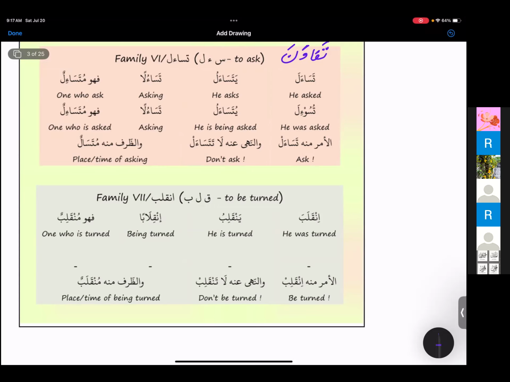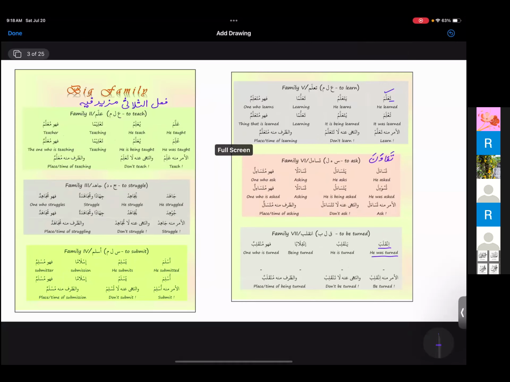And what else do we know about this family? There's no passive because it's always lazim. Yes, exactly, no passive in this family. Why? Because it is not muta'addi. You see that even in qalaba, the translation is "it was turned" or "he was turned," so it looks like a passive, right? There is no doer over here. So this is how we translate this family, as a passive. That's why it doesn't need any passive.